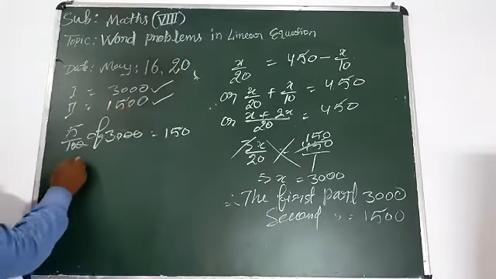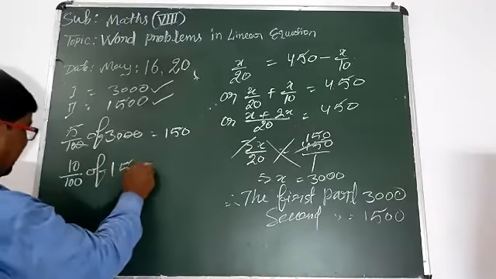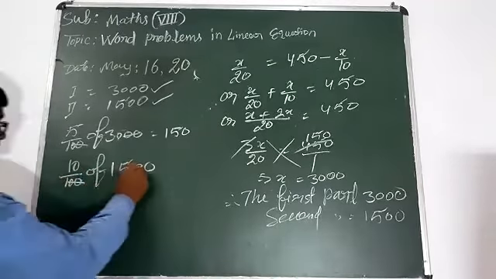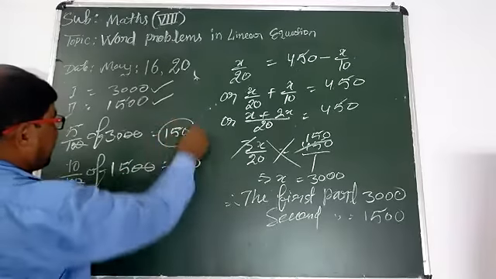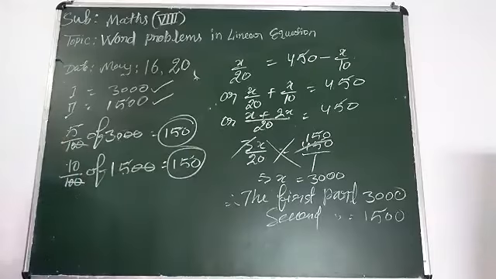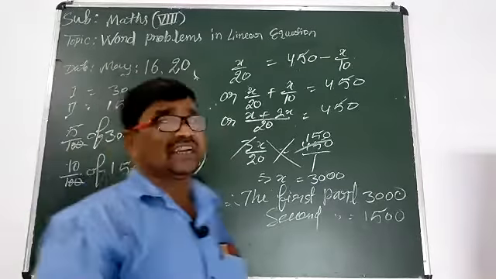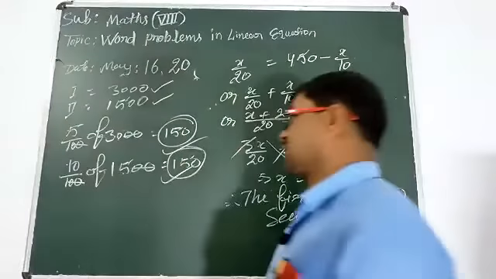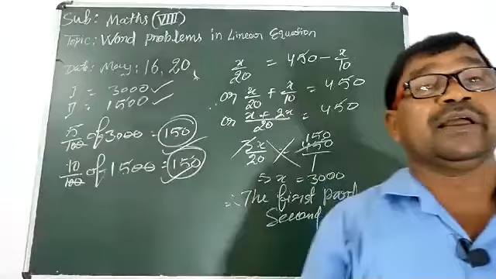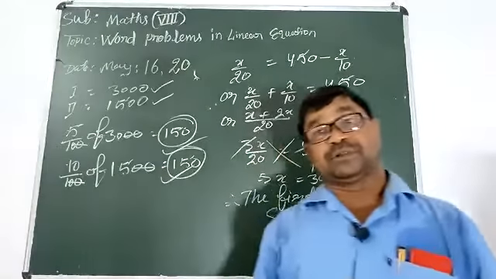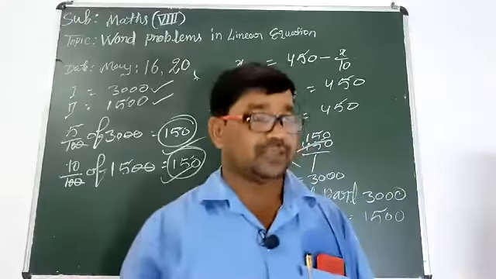Now 10% of the second part. It means 10 upon 100 of 1500. Double zero cancel. 10 times 15 is 150. Okay, they are equal. Am I right? Okay, student, in this way our answer is correct. First part is 3000 and second part is 1500. Division of 4500 into two parts in such a way that 5% of the first part equals 10% of the second part. Understood? Thank you.